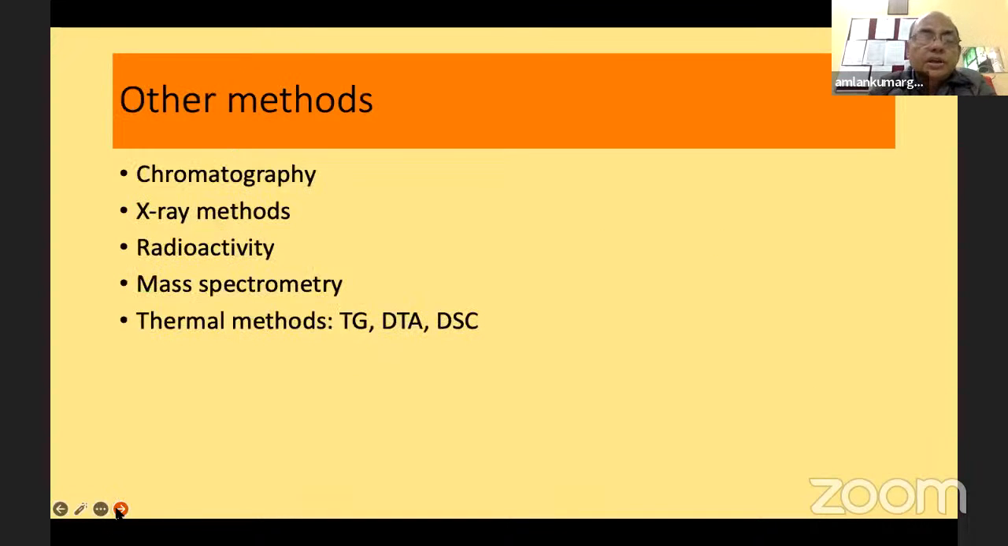Then there are various other methods such as chromatography, X-ray methods, X-ray diffraction spectroscopy, then radioactivity, mass spectrometry, and thermal methods like TG, DTA, and DSC. So there are so many methods, and the analytical methods are adding up every day. Each day you get a new method of analysis. The field of instrumental analysis in soil science is expanding at a very rapid pace, so it is difficult to keep pace with this.